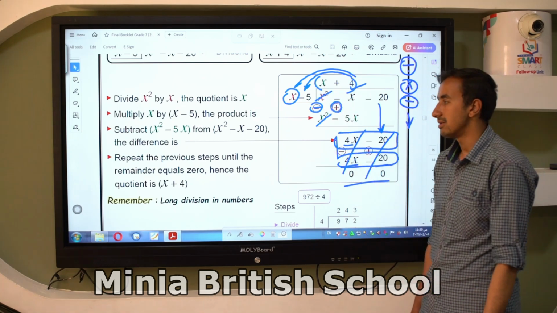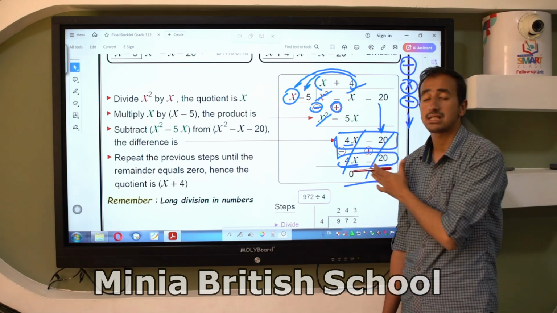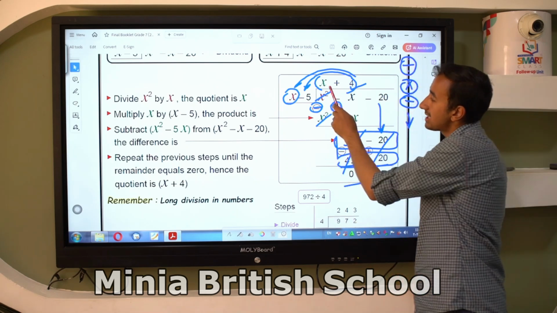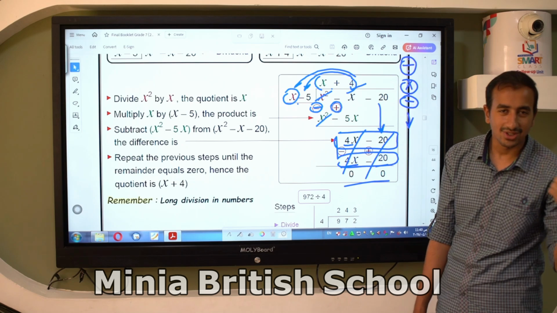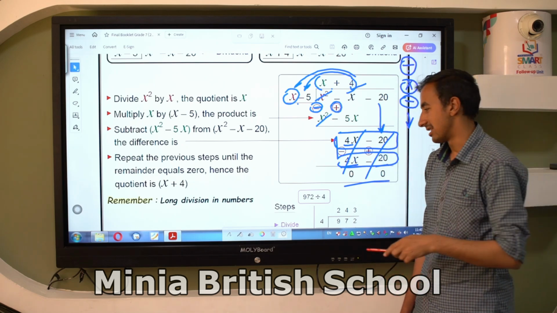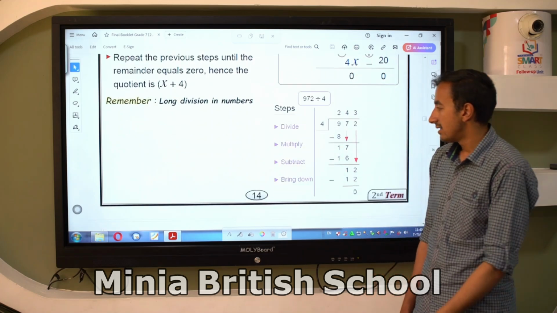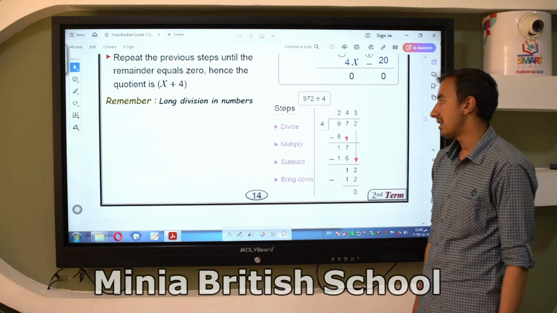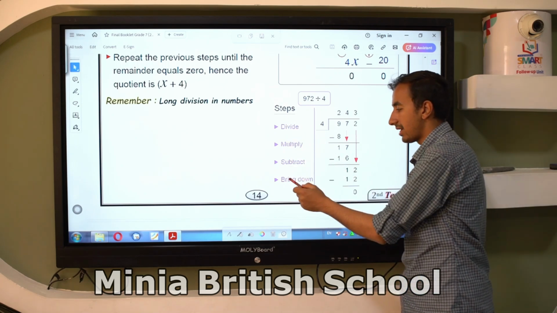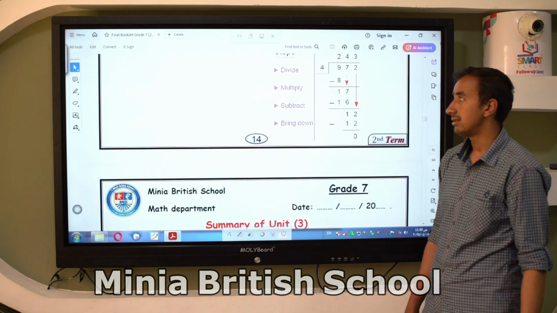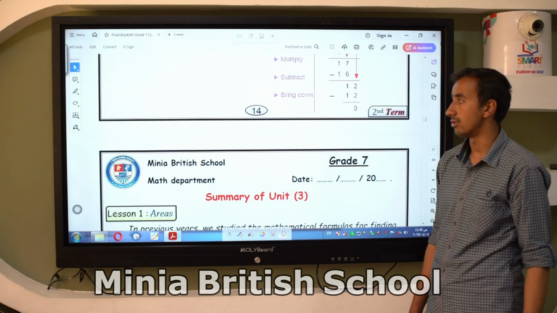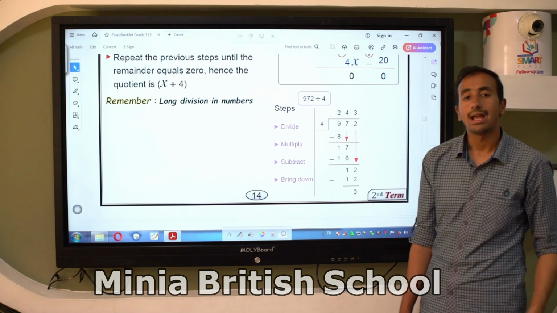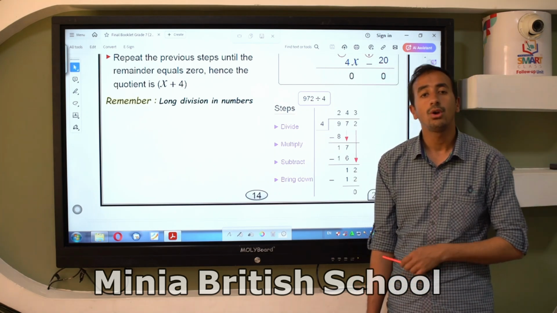So if I have the algebraic expression x power 2 minus x minus 20 divided by x minus 5, it equals x plus 4. You can check the answer by multiplying x plus 4 times x minus 5, as in lesson 3, multiplying algebraic expressions. Excellent. Remember to divide it by steps: divide, times, subtract and bring down, which is drop. Divide, times, minus, drop. Okay.